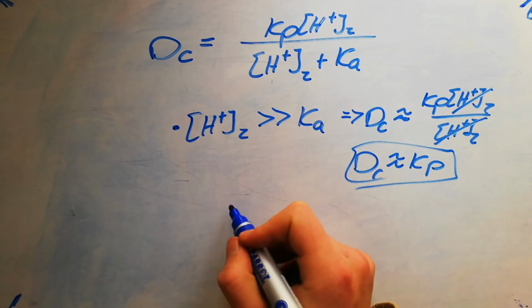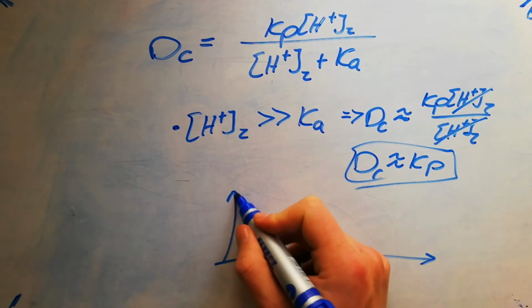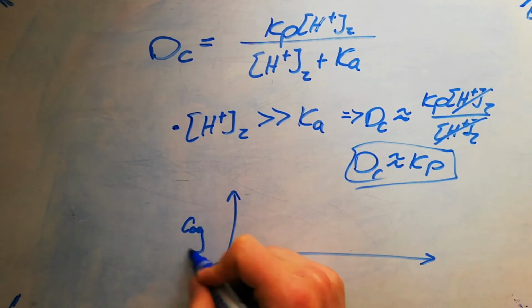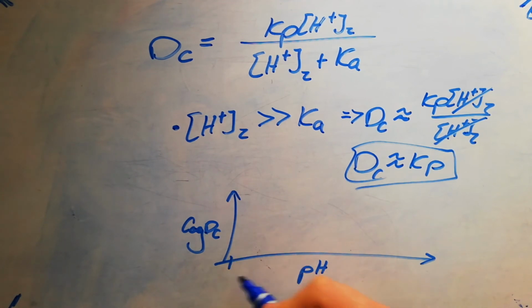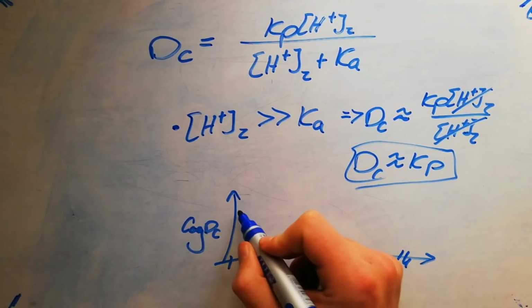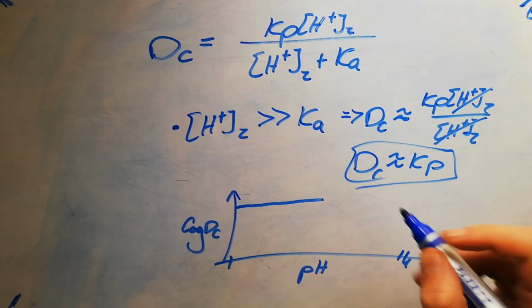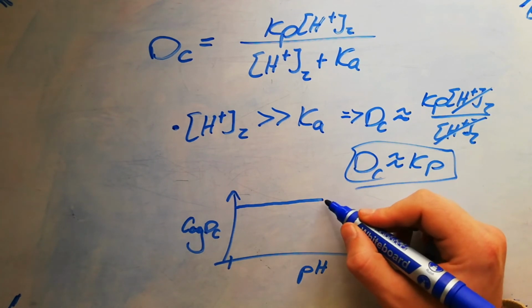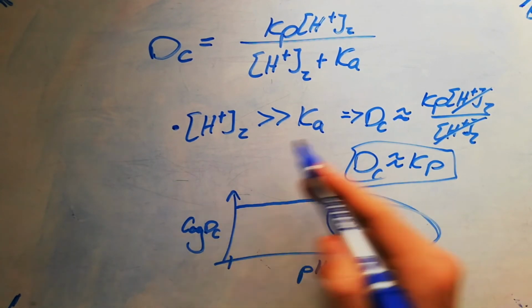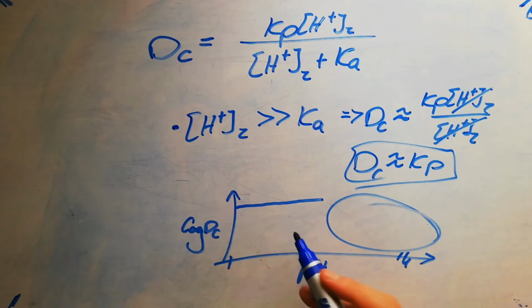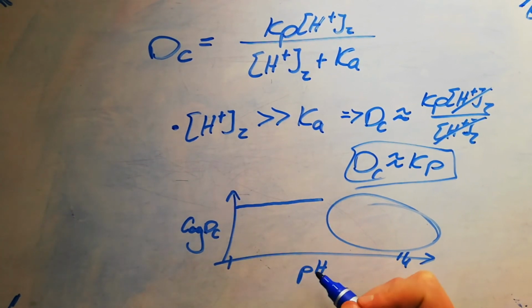And it graphically looks as follows. So you'll have log of DC over the pH, 1 to 14. And it will basically just be equal to a constant, Kp. What happens if it gets big, though? What happens here? Okay, because this is for high concentrations of hydrogen, and this is normally at low pH, right? So next up, we'll see what happens here.